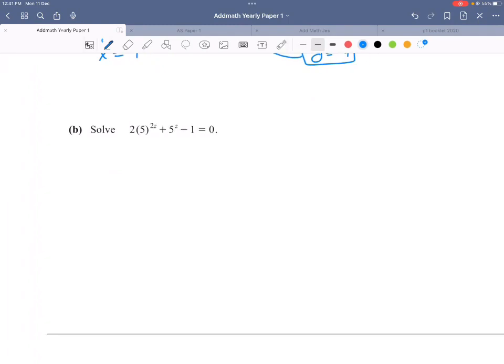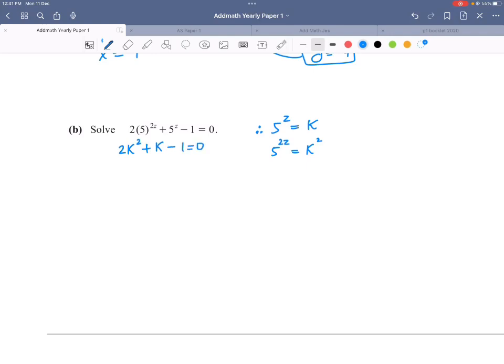Solve 5 power 2z plus 5 power z minus 1 equals 0. So we are going to make a supposition here. We are going to say that 5 power z equals k. Alright, so 5 power 2z, it will be k square, right? So it will be 2k square plus k minus 1 equals 0.